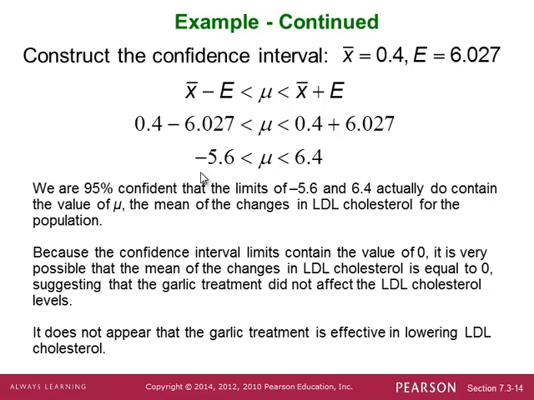And we interpret this confidence interval as there being a 95% chance that this interval contains the true population mean. And notice, by the way, it contains 0. So there's a very likely chance that, because this interval contains 0, this treatment is really ineffective. This suggests that garlic treatment did not affect the LDL cholesterol because the interval contains 0. Okay?